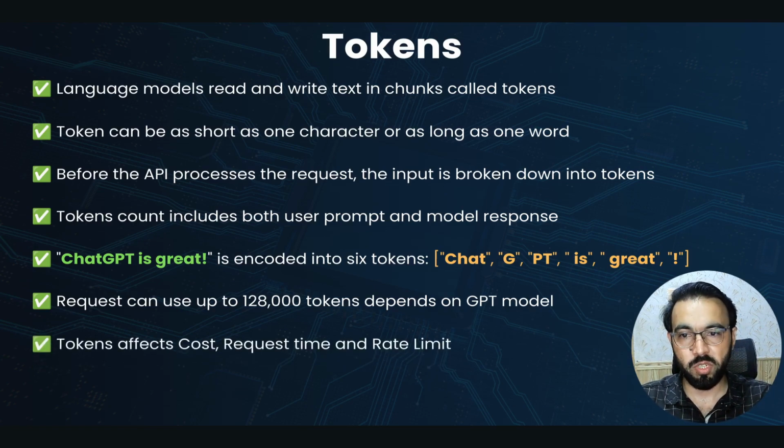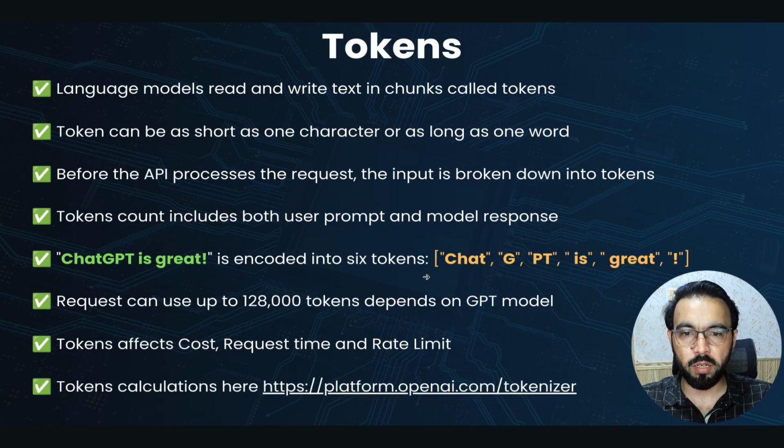Tokens affect cost, as we discussed earlier. They also affect the request time and the rate limit. So the more input you are sending and the longer response you are getting, the longer it will take, and there is a chance that OpenAI will rate limit you because you are sending too many tokens and getting too many tokens, or you are sending too many requests. OpenAI has provided a service to calculate your tokens based on how much text you are sending to the GPT model and how much text you are getting in the response.